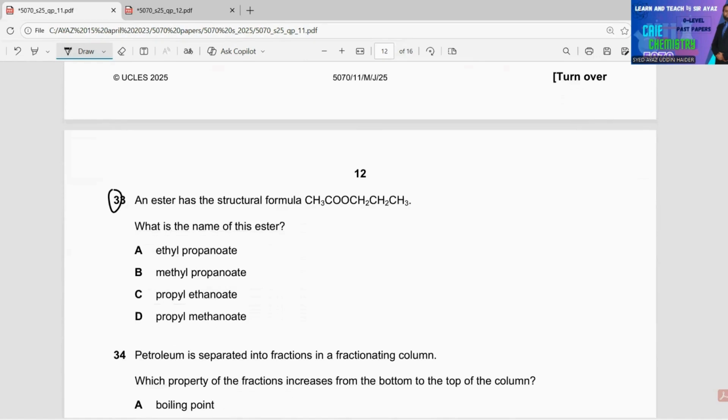33. An ester has the structural formula CH3COOCH2CH2CH3. What is the name of this ester? Now, in order to find the name of this ester, we need to divide it into two. One for the alkyl group. This part must be of the alkyl group. And this part must be of carboxylic acid.